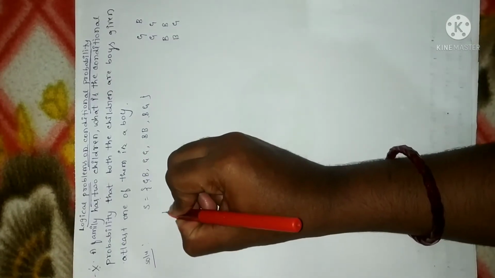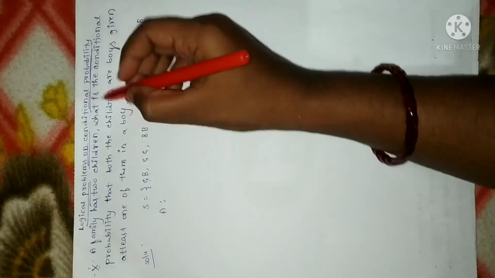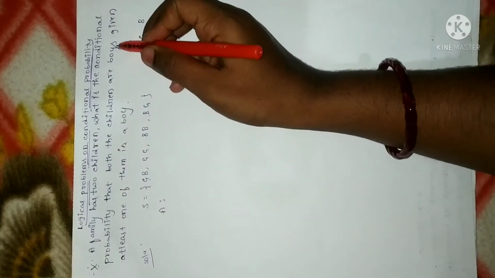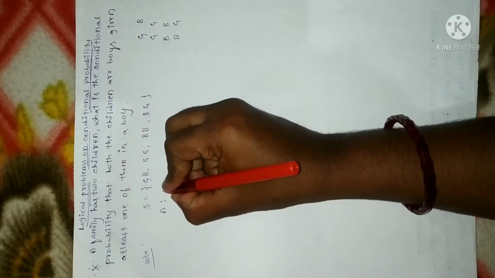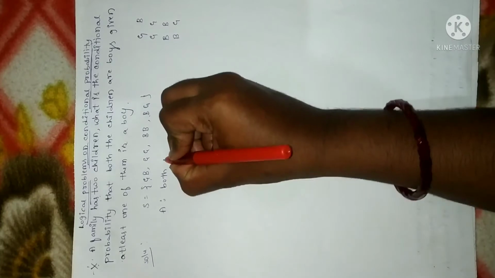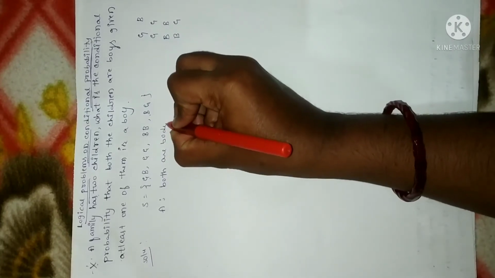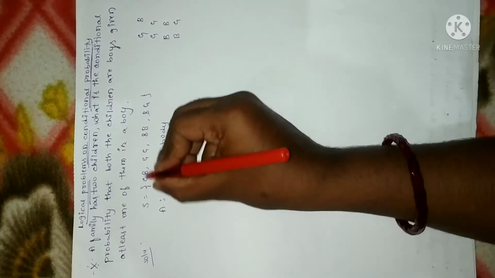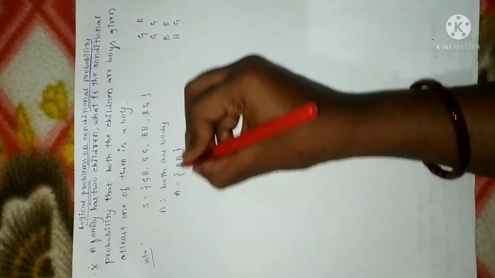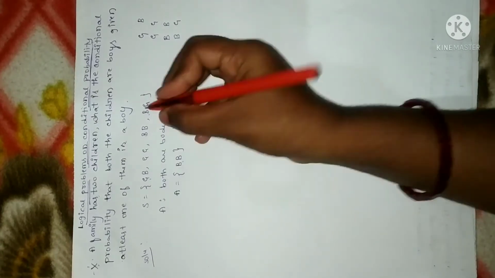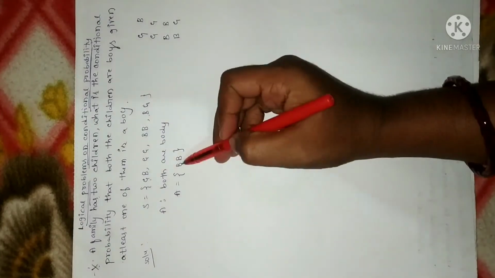Let me consider an event A as both are boys. See here, the conditional probability that both the children are boys. We have to find the conditional probability that both the children are boys. So I am taking A as the event of both being boys. So both are boys in the sense, what are the possibilities in this sample space? Only B and B, right? Both are boys. So how many are there? 1 out of 4, right? So the total possibilities are listed in the sample space, whereas the condition for both being boys is only one case, right?